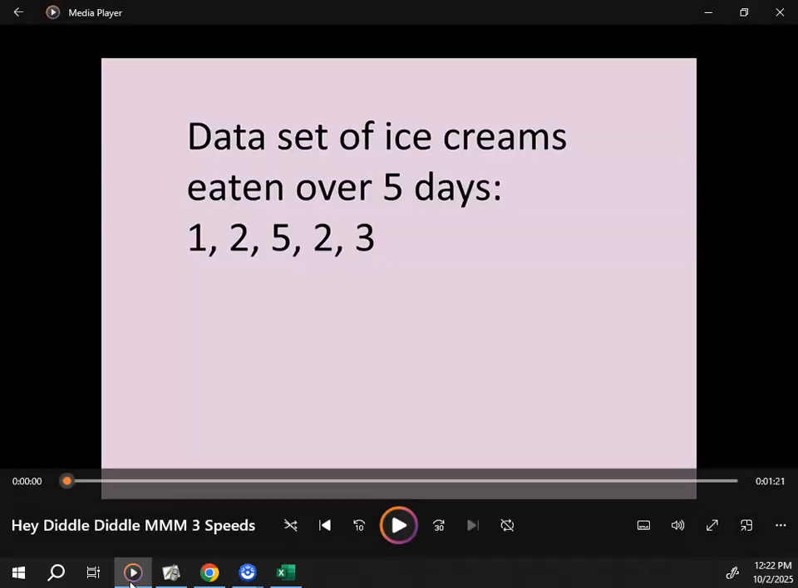Okay. So think about that when you're not sure. Hey, diddle, diddle. The median's the middle. You add and divide for the mean. The mode is the one that you see the most, and the range is the difference between, right?